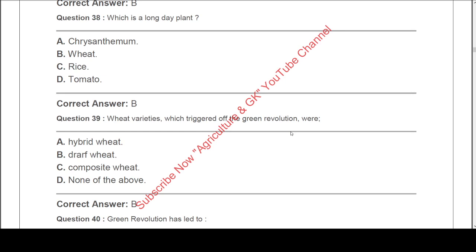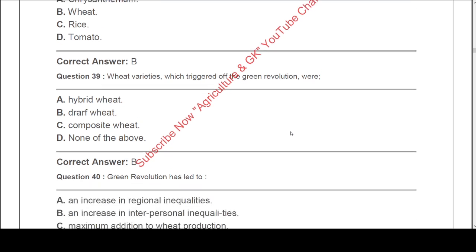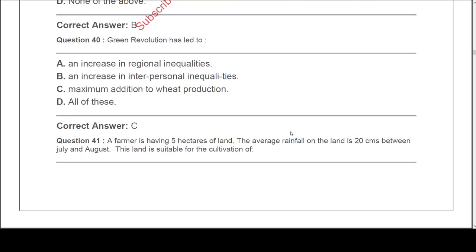Which is the long day plant? It is wheat. Option B. Wheat varieties which triggered off the green revolution were option B, dwarf wheat. Green revolution has led to option C, maximum addition to the wheat production. Rather than any other crop, wheat and rice were the highest in production during green revolution.